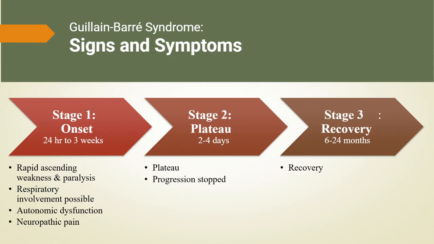Stage 3 is the recovery phase. This is when the body slowly begins to repair the damaged nerves. Recovery occurs through axonal regeneration and remyelination, and this is a very gradual process. The recovery stage can last from 6 months up to 2 years.